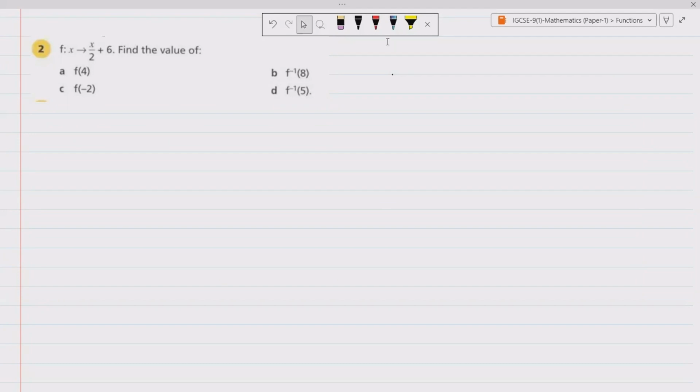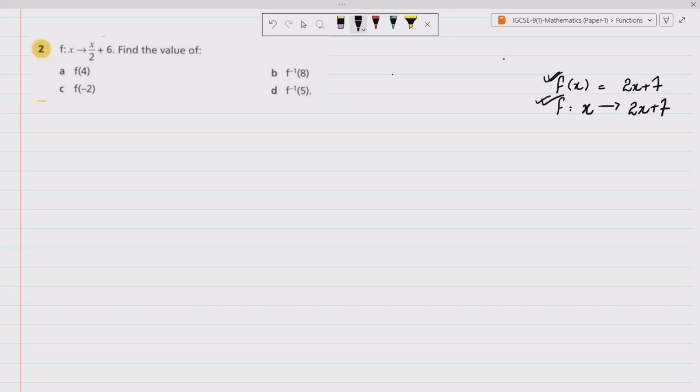Previously we studied in 21A that there are two ways to write a function. First, I can write f of x equals 2x plus 7. And also I can write the function like this, x with an arrow sign, 2x plus 7. So both are representations of the same function.